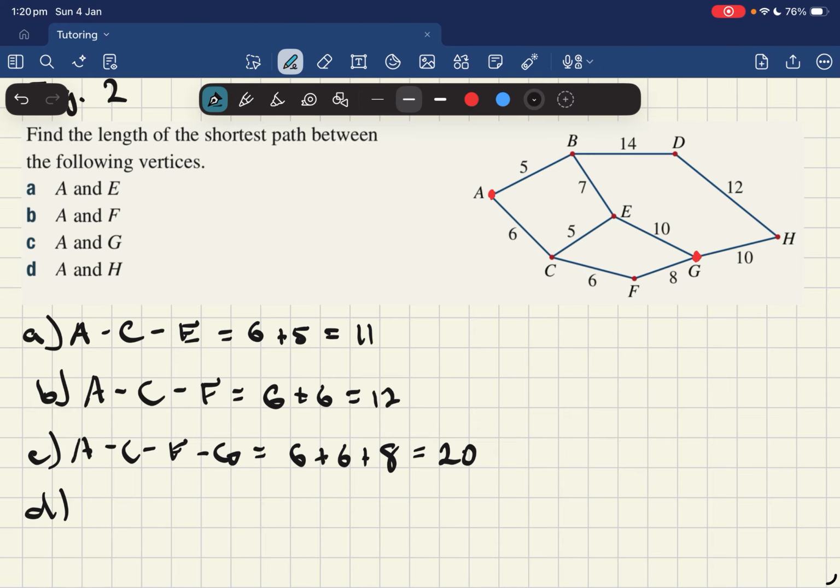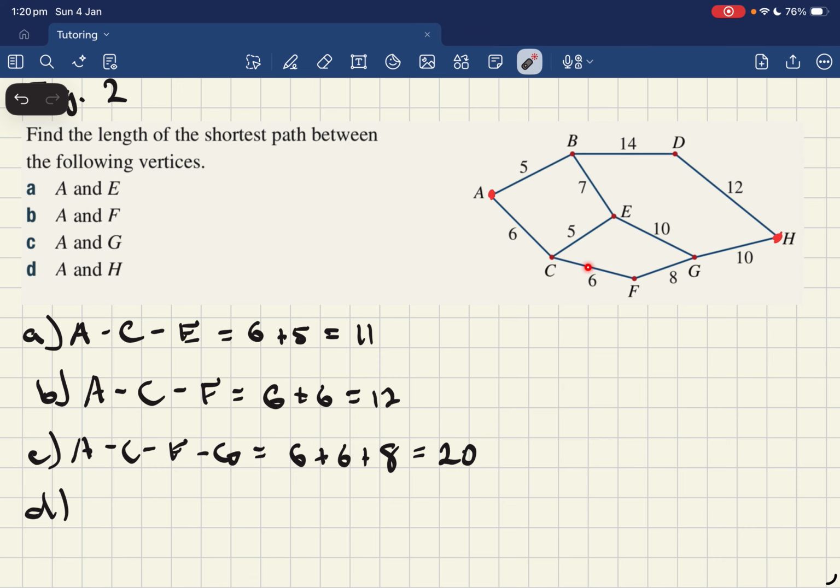Now I'm trying to get from A to H. So let's just have a look. A to H. You need to get all the way from one side to the other. Now I can see that the path that I took up to G from before is 20 units, plus another 10 would give me 30.